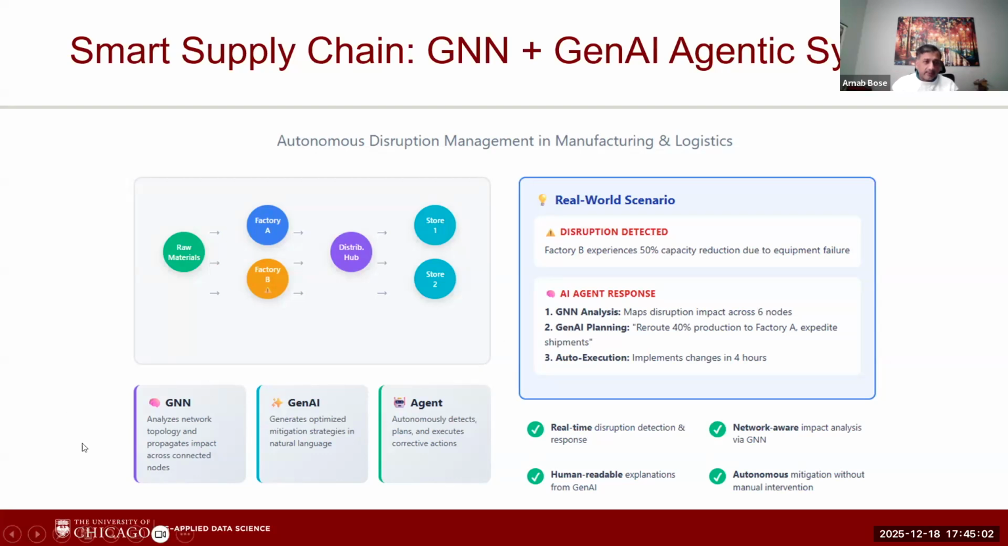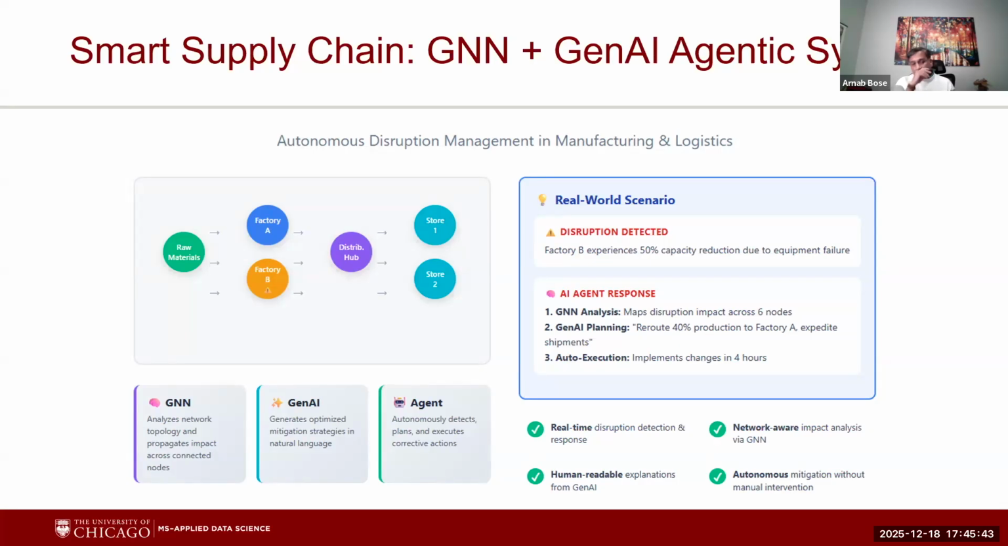And then, as you can see at the bottom, you can have a graph neural network analyze the network topology and run different what-if scenarios. If a failure happens in one of these nodes, if a raw material is not reaching one of the factories, if the distribution center goes down, what's the impact on the whole network? In this example, you see a real-world scenario where a disruption is being detected. And again, this is simulated. Factory B experiences some capacity reduction.